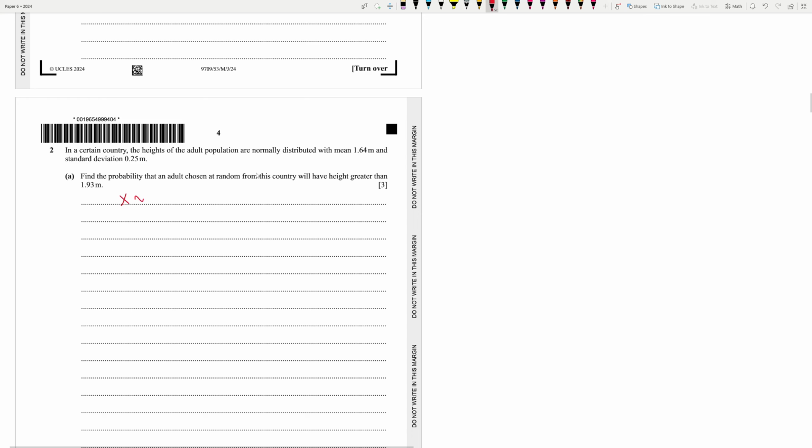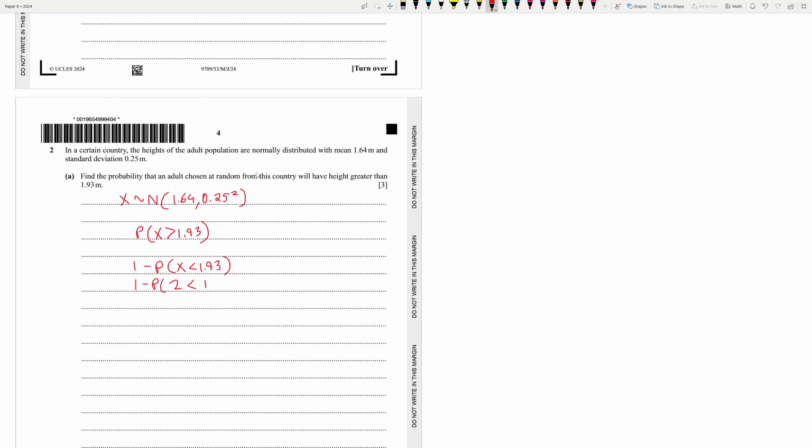So x is normally distributed with mean 1.64 and standard deviation 0.25. Okay. So what is the probability that someone will have a height greater than 1.93? What's the technique? We need to standardize it, yeah? So it needs to be converted to 1 minus P(x is less than 1.93). Convert all greater thans to less thans, because less than is only applicable for the table that we have.